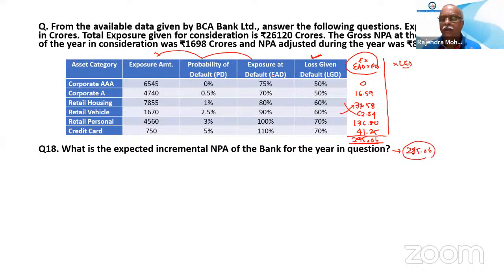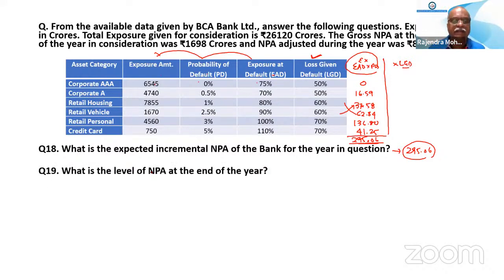Okay. Always remember, if this question comes, what is the expected incremental NPA, means how much new NPA is going to happen this year, that has to be calculated by multiplying the exposure amount with EAD multiplied by PD. So basically the formula is exposure multiplied by EAD multiplied by PD. Here the columns are given, so you can multiply this into this into this. So this is the amount of NPA coming. Okay, so expected incremental NPA equals 295.06.